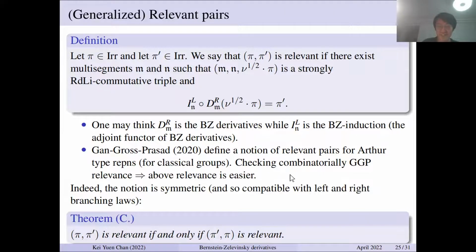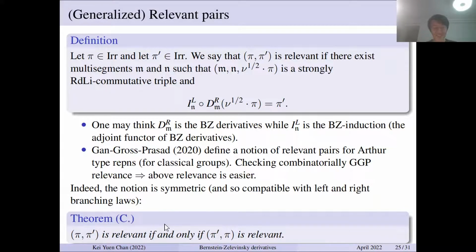I did not check everything combinatorially. If we assume the Gan-Gross-Prasad relevance for the Arthur type representation, then it is relevant in the sense I introduced above. Then you may wonder, because for the Bernstein-Zelevinsky filtration we have two forms: one is doing on the right, the other is doing the transpose one. I talk about the transpose things. There is no transpose thing here, but actually this is automatic.